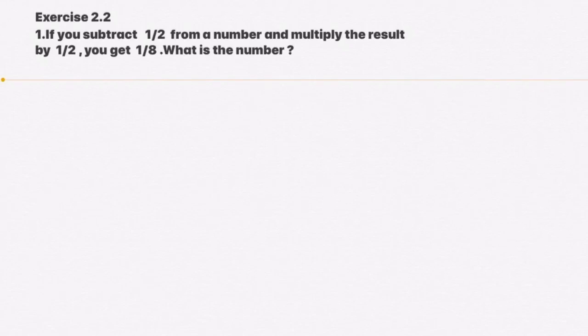So let's start with this linear equation in one variable, exercise 2.2. The first question: if you subtract 1 by 2 from a number and multiply the result by 1 upon 2, you get 1 upon 8.